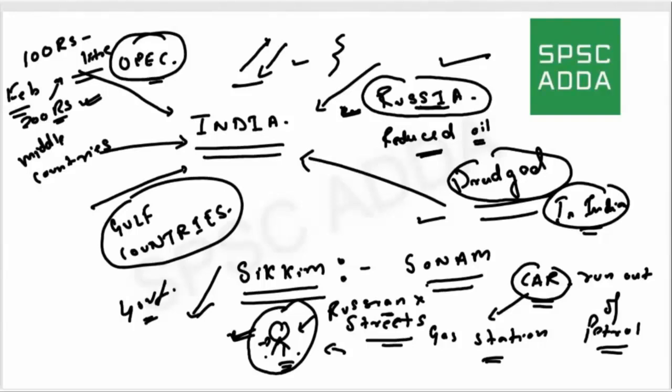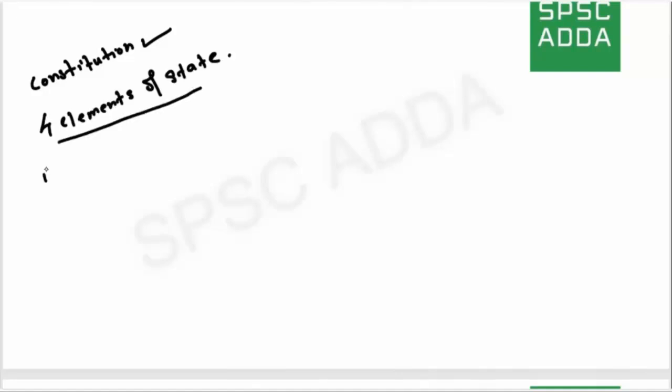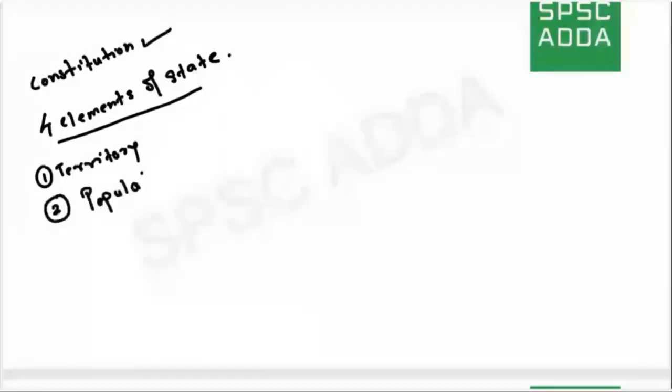Okay. Now let us move further. We have gone a bit international today. Let us come back to India. That is the essence. Okay, constitution. We have done, what is constitution? We have done the 4 elements of state. First element was territory. Second element was population. Third element was government. Fourth element was sovereignty.